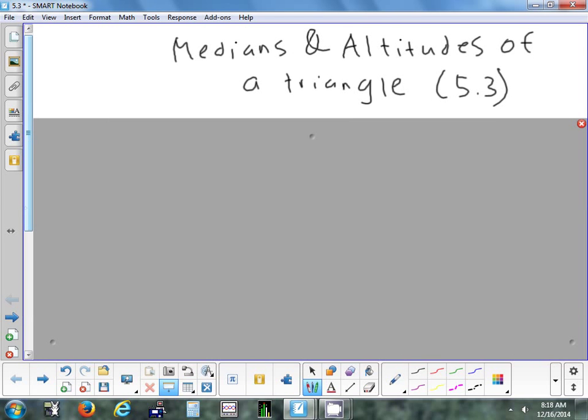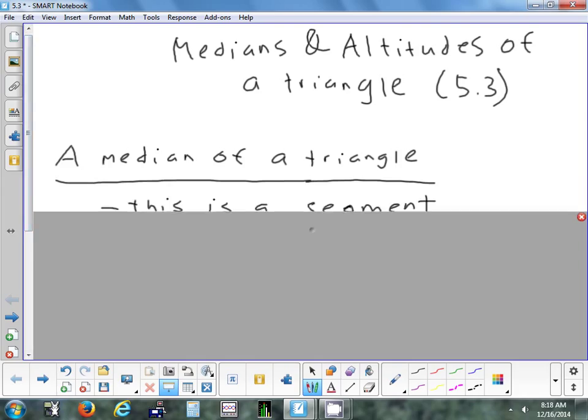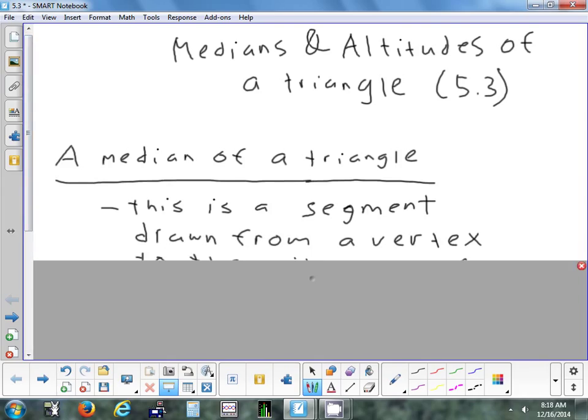All right, so today we're going to look at section 5.3, which is on the medians and altitudes of a triangle. So we already talked about perpendicular bisectors. That's where you get your circumcenter. We talked about the angle bisectors. That's where you get your in-center. Let's take a look at the medians.